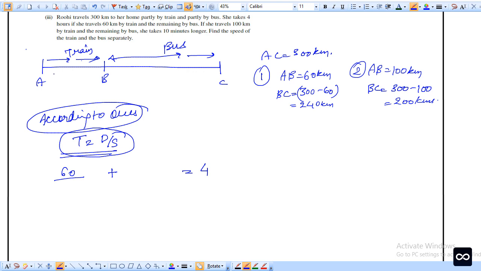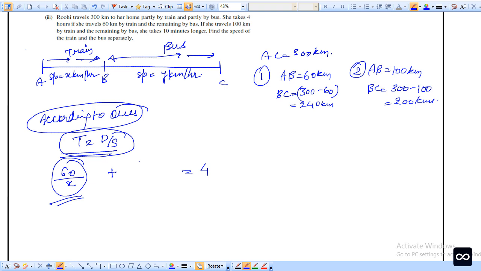First, she travels by train 60 kilometers. And first, we have to assume the speeds, respectively, of train and bus. Let's say speed of train is equal to x kilometers per hour and that of bus is equal to y kilometers per hour. Once we have assumed this, now we can come back to the question part. Now we know she takes 4 hours to complete the distance of 300 kilometers partly by train and partly by bus.